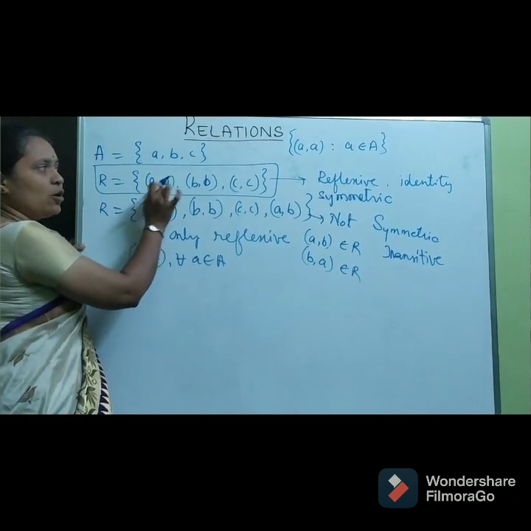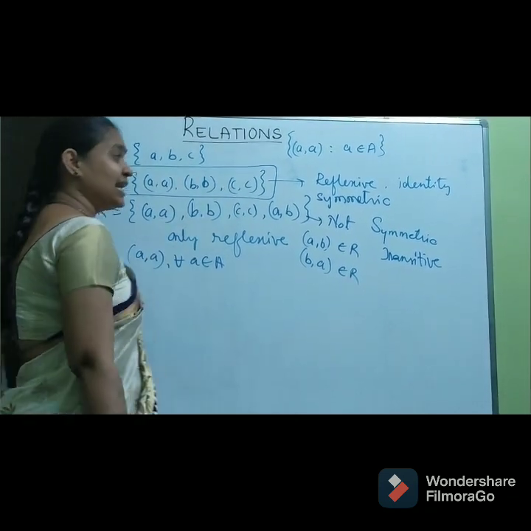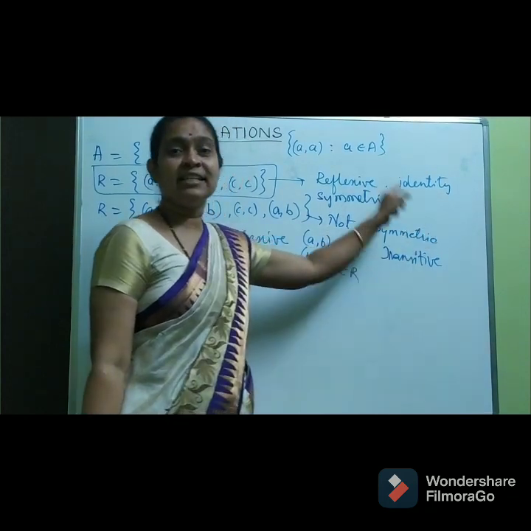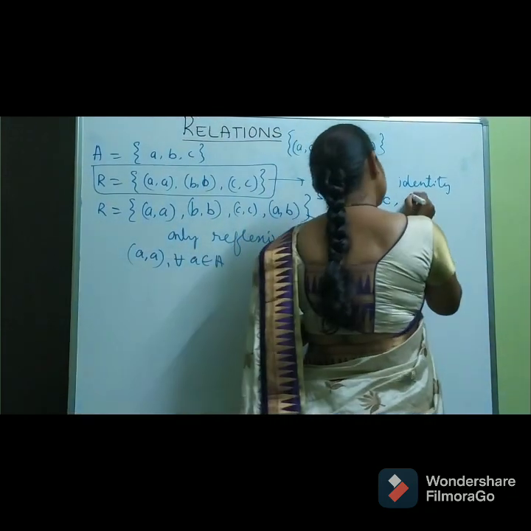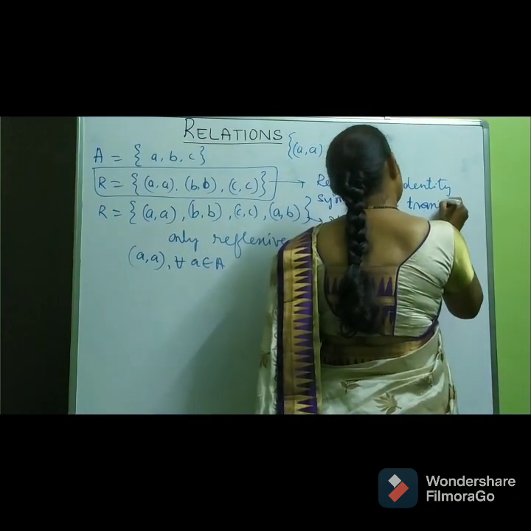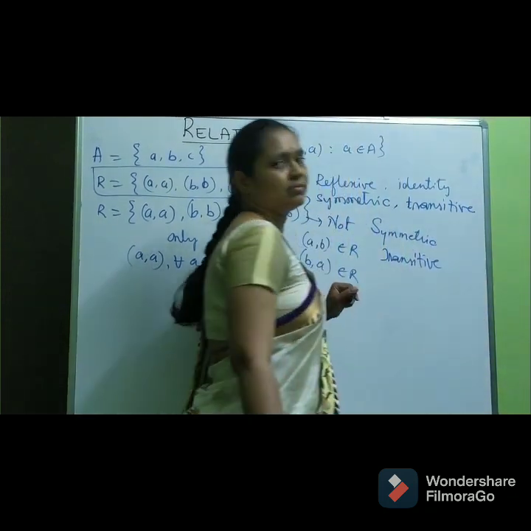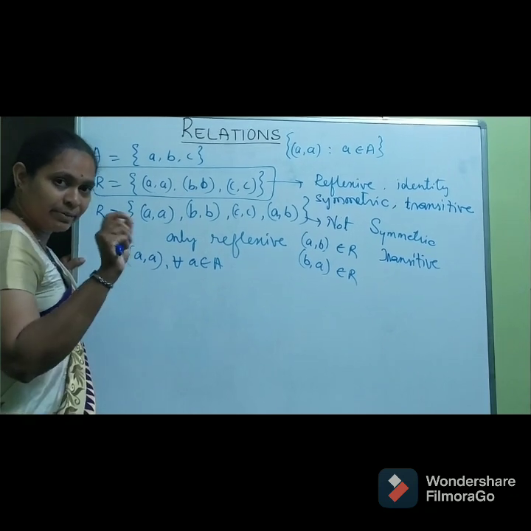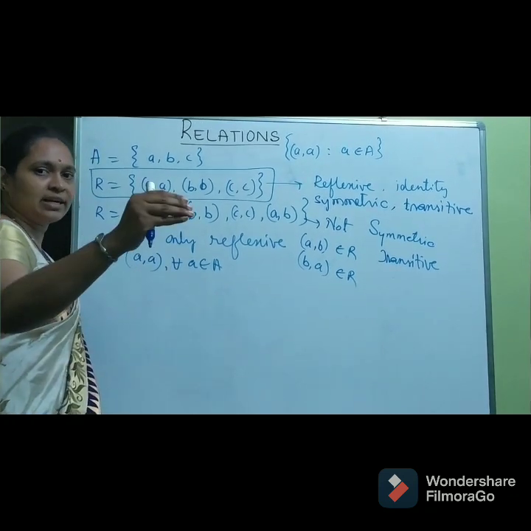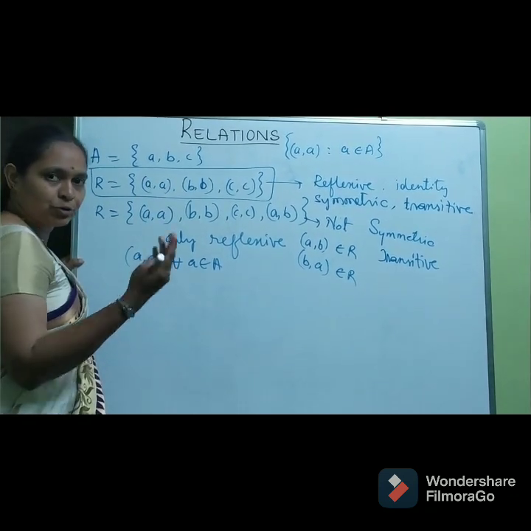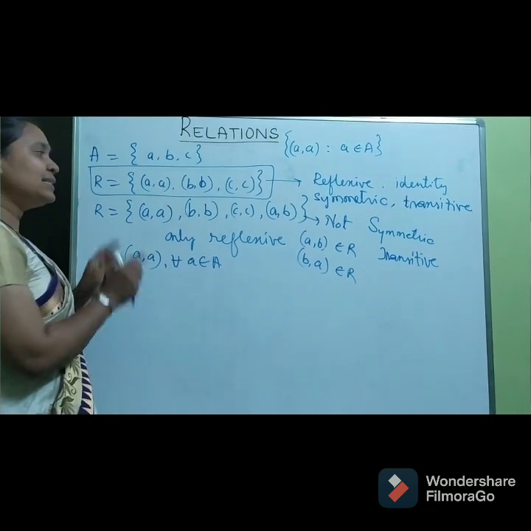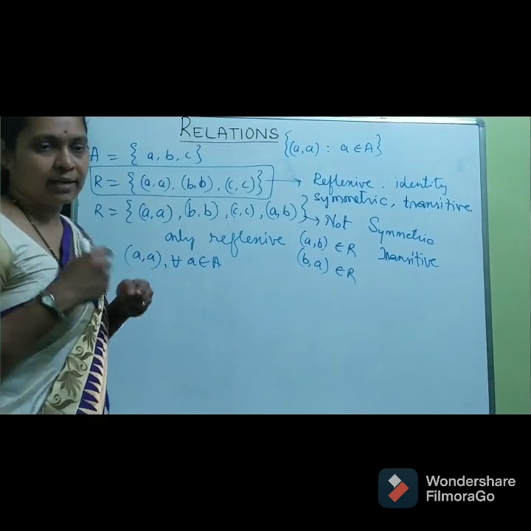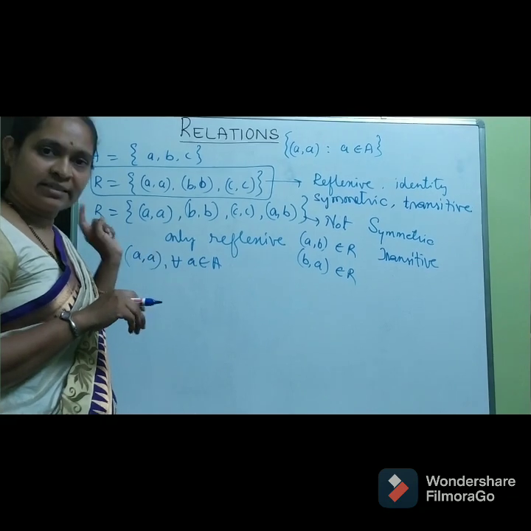Whereas this one, {(a, a), (b, b), (c, c)}, is reflexive, identity, symmetric and transitive. By the second kind it is transitive. First (a, b) must be there, then only the discussion continues. Which is not there, so no problem. This is how you have to check whether a relation is reflexive, symmetric, transitive.